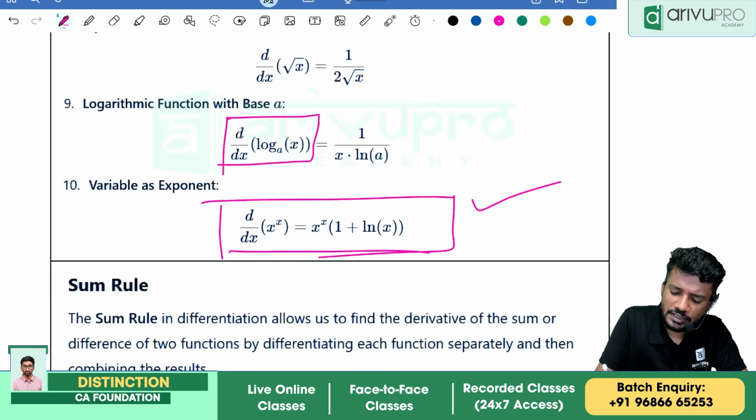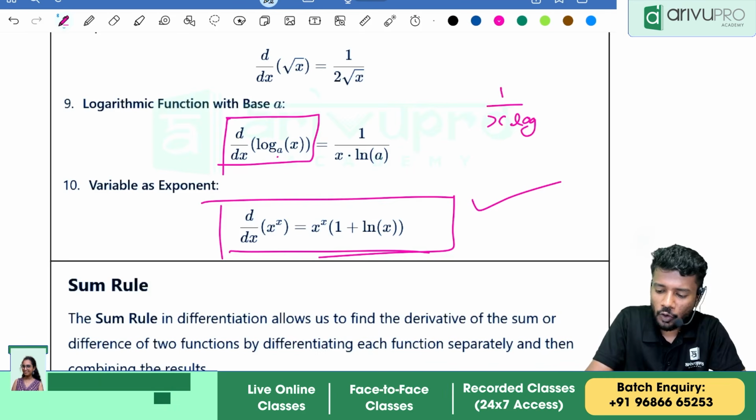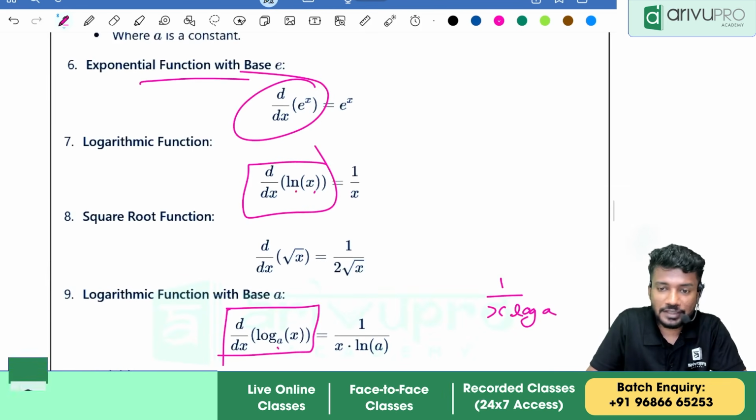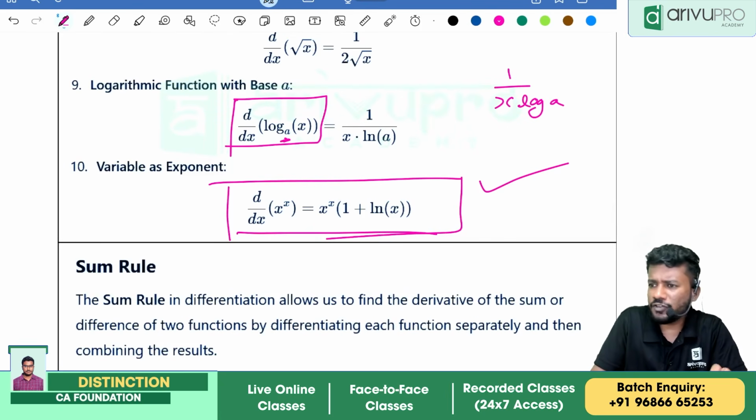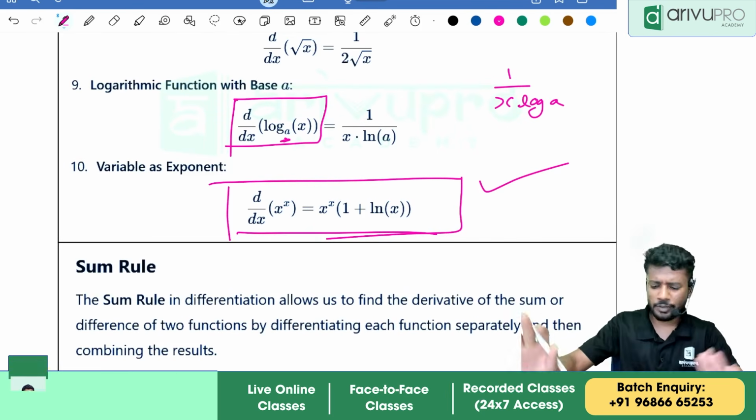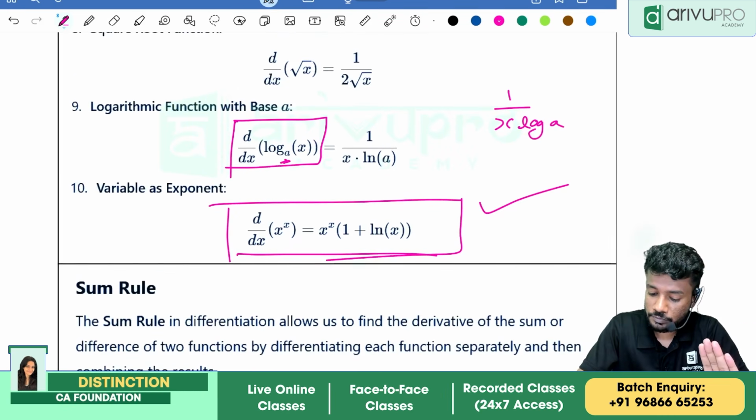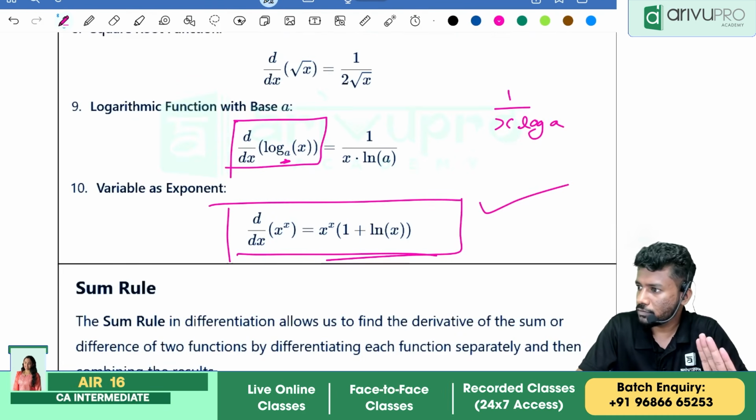Now one more thing. d by dx of log x to the base a. If the base is not e, we should write it as 1 by x log a. Base is different means we should write it differently. In the previous one the base is e. In this question, the base is not e. If it is not e, we can write it as 1 by x log a, but it is not at all important, just for your information. In questions, if they give log x, the base is e. Ln x also means the base is e.